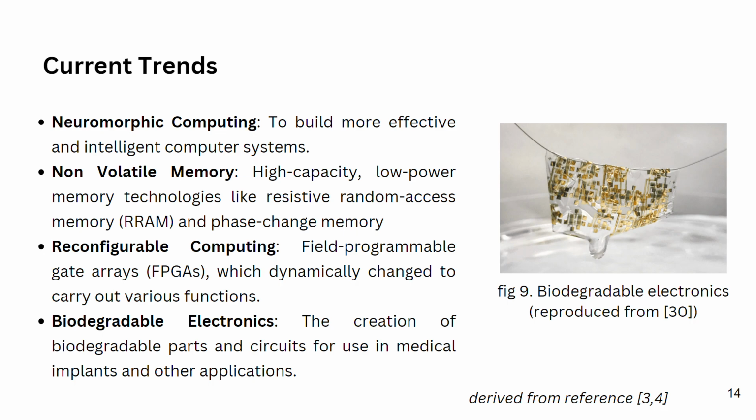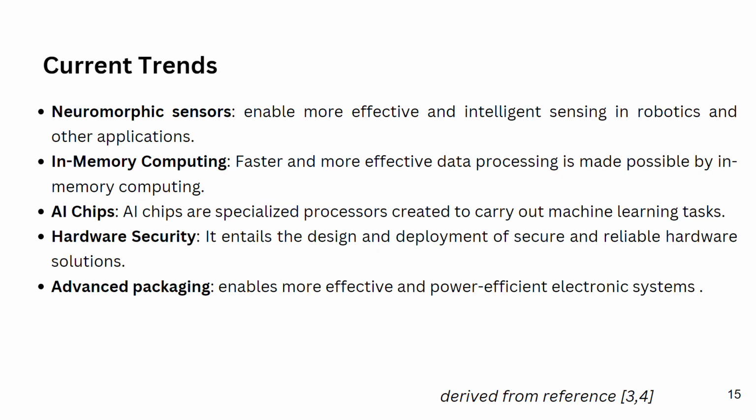Biodegradable electronics reduces e-waste. Other current trends are neuromorphic sensors, which enable more effective and intelligent sensing in robotics and other applications. In-memory computing makes faster and more effective data processing possible. AI chips are specialized processors created to carry out machine learning tasks like speech and picture recognition.